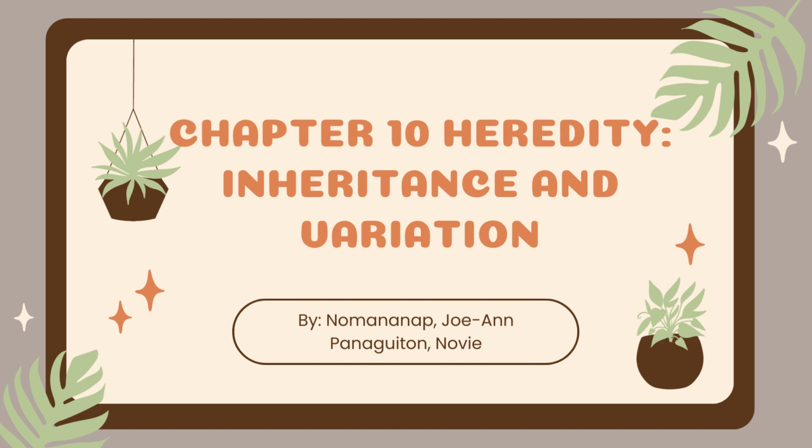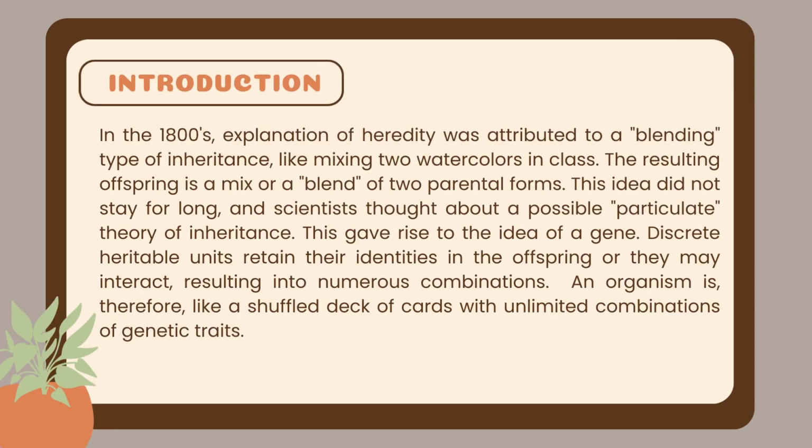But first, let me read to you the introduction of this chapter. In the 1800s, the explanation of heredity was attributed to a blending type of inheritance, like mixing two watercolors in class. When we say blending, it is the action of mixing or combining things together. So the resulting offspring is a mix or a blend of two parental forms.